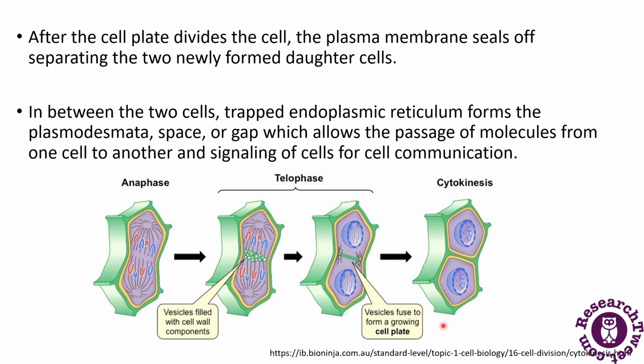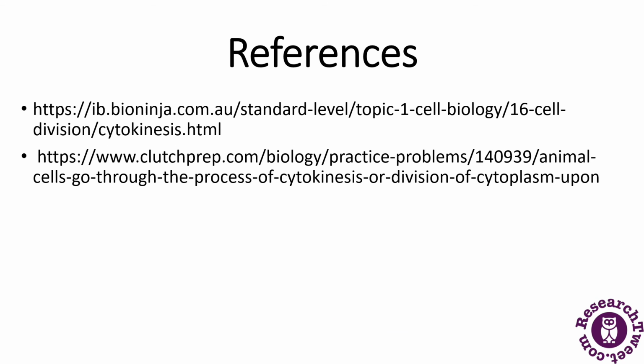This is how the cytokinesis mechanism takes place in plants, and two new daughter cells are formed in this diagram. So this is how cytokinesis works in a plant cell. These are all the references from which I have taken the diagram.